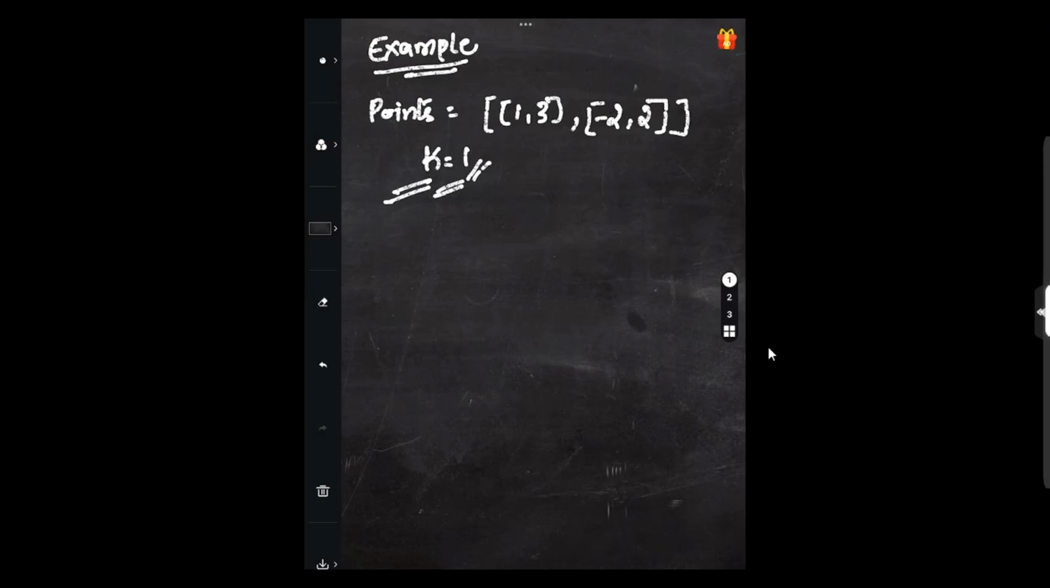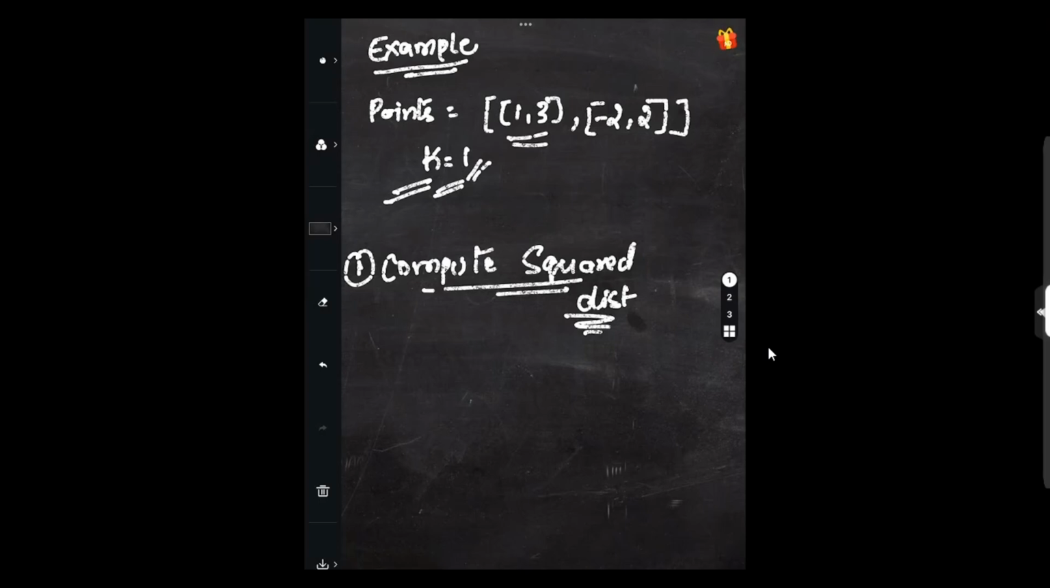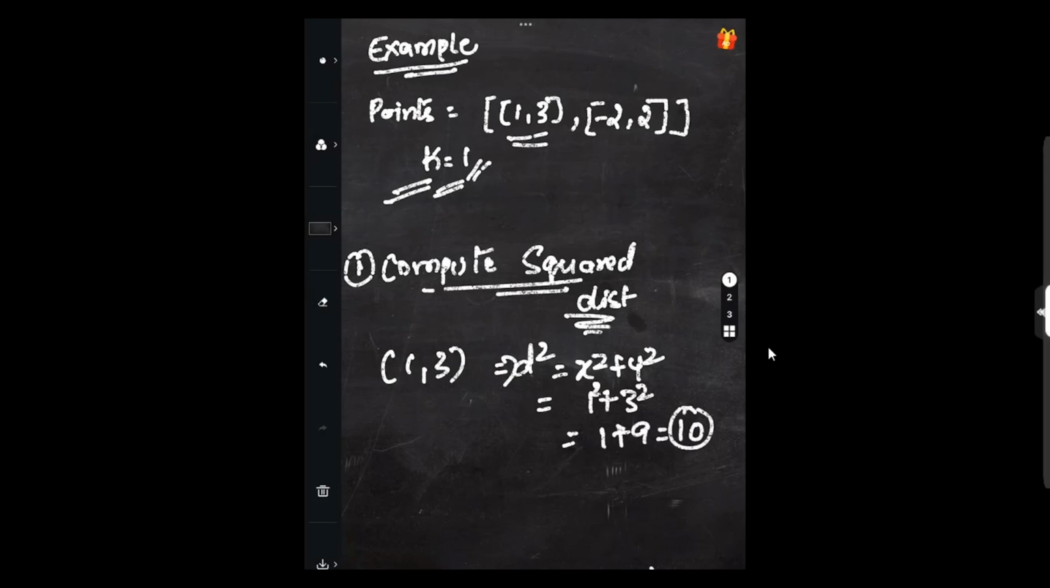First step, what we will do, we have to compute the squared distance according to the approach, right? We will calculate the squared Euclidean distance for each point to avoid the unnecessary square root. So first let's consider 1, 3. We know the formula is d square equals x square plus y square. Here it will be 1 square plus 3 square, nothing but 1 plus 9. This will be 10, right?